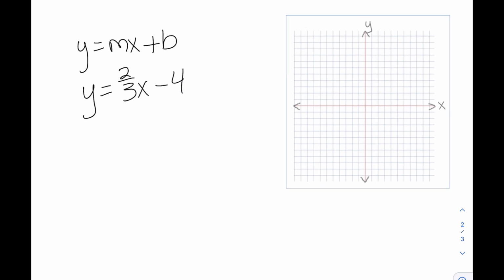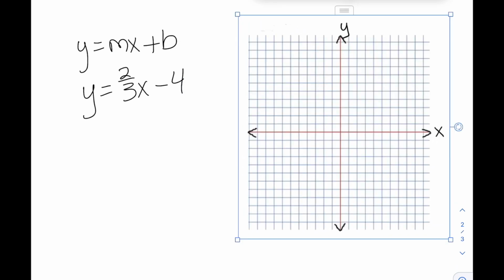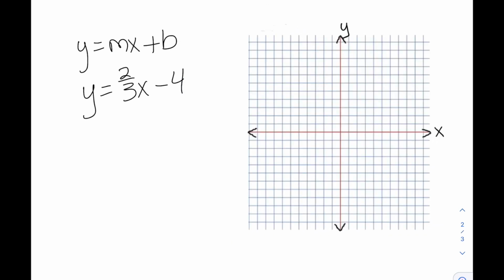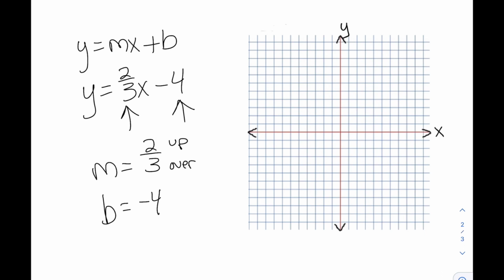All right, the very first thing that I always recommend is that you identify the slope and the intercept. I like to write it underneath. m = 2/3. The slope is 2/3, which means we're going to go up 2/3. Now, if that was a negative, you would go down 2/3. And then b is -4.